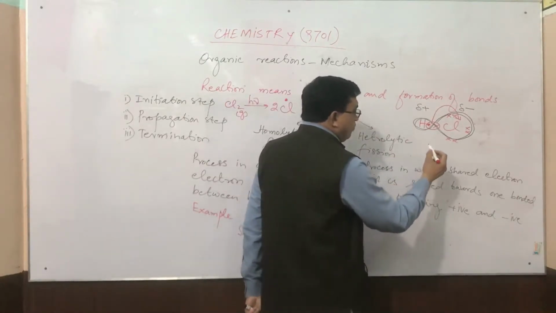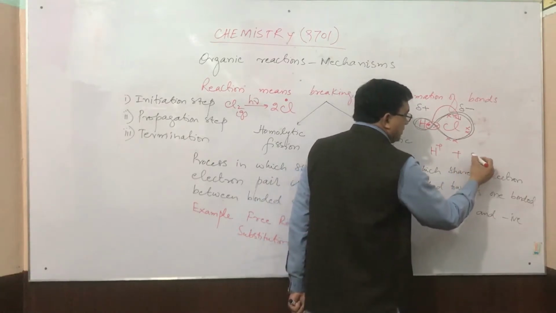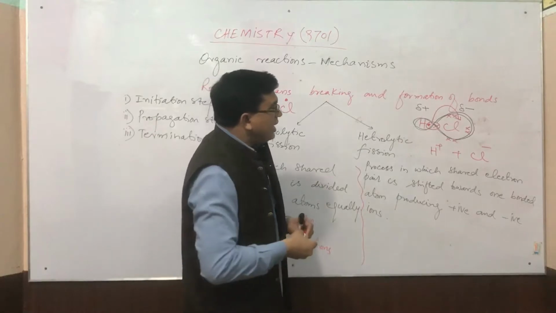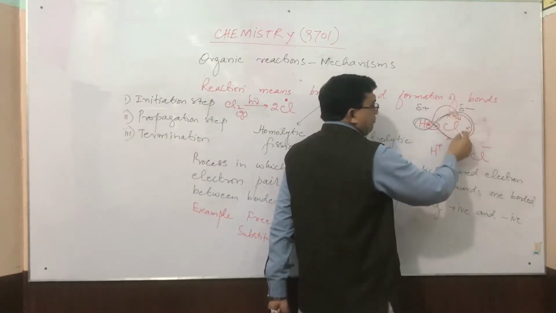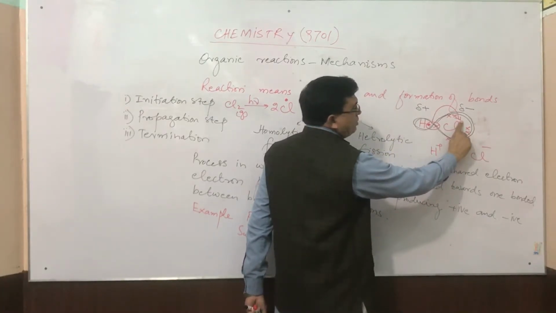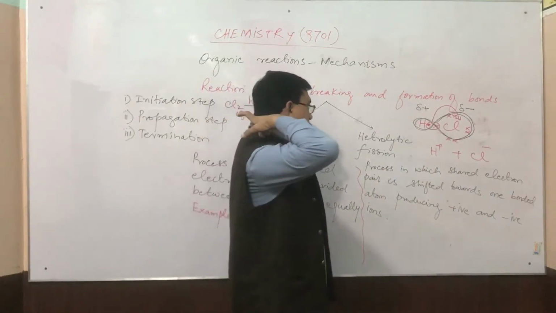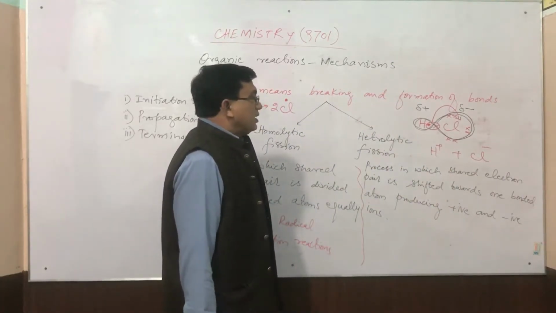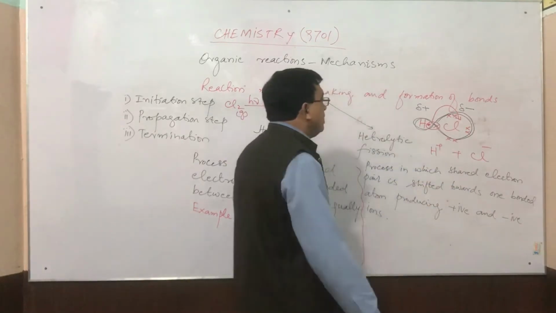As a result, what will we get? We will get H+ and Cl-. If the electron pair is shifted to one atom, then a complete arrowhead is used, indicating the shifting of the pair of electrons. In this manner, we get these positively charged and negatively charged ions.